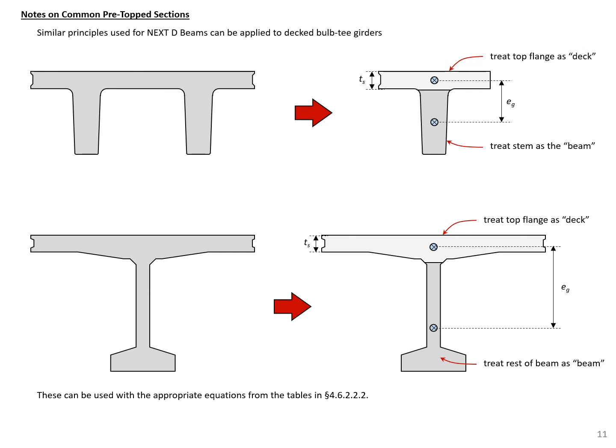We can use a similar principle if we have a deck bulb T section where we would break up our deck bulb T and treat the top flange of the deck bulb T as the deck. The deck thickness is just the thickness of our top flange there. And then the rest of the deck bulb T beam would be the beam section. And the eccentricity, eg, would just be the distance between the centroid of our deck component and the centroid of our web and bottom flange component. So these can be used with our appropriate equations from our tables in AASHTO. So with that concludes this example.